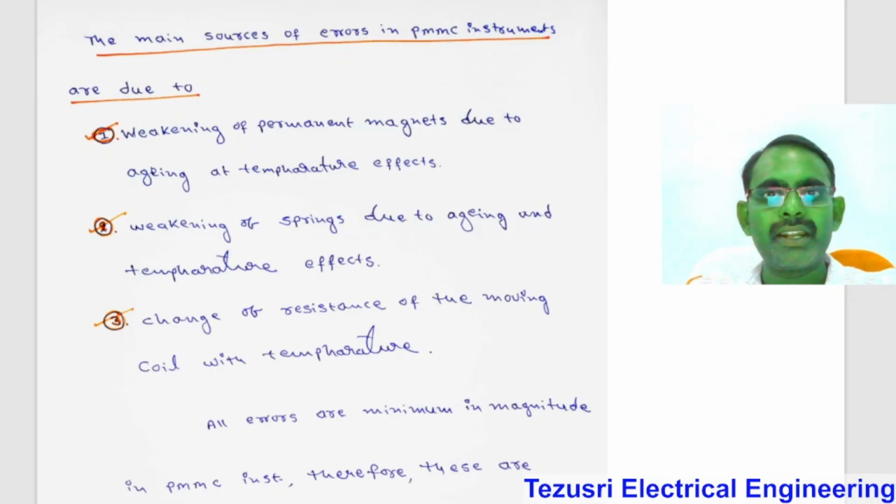The main sources of errors in the PMMC instrument are, number 1, weakening of the permanent magnets due to aging and temperature effects. Number 2, weakening of springs due to aging and temperature effects. Number 3, change of resistance of the moving coil with temperature. All errors are minimum in magnitude in the permanent magnet moving coil instrument. Therefore, these are very accurate instruments.